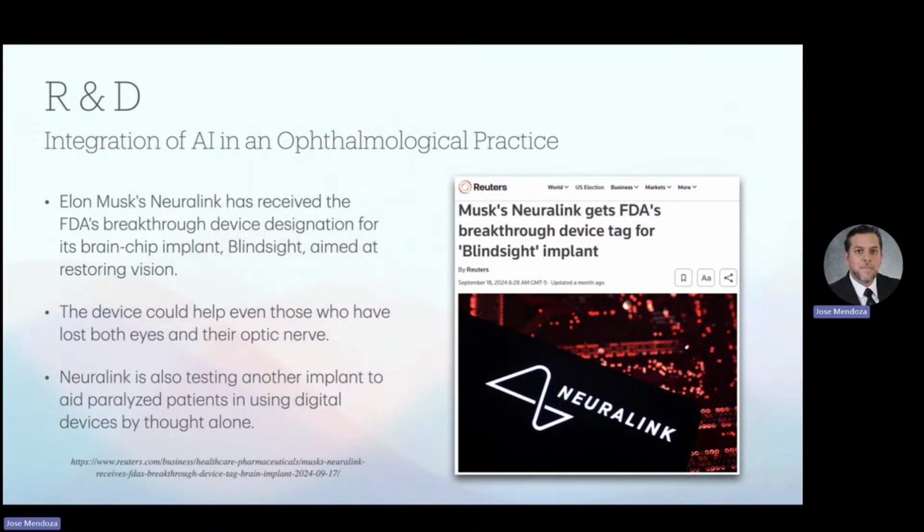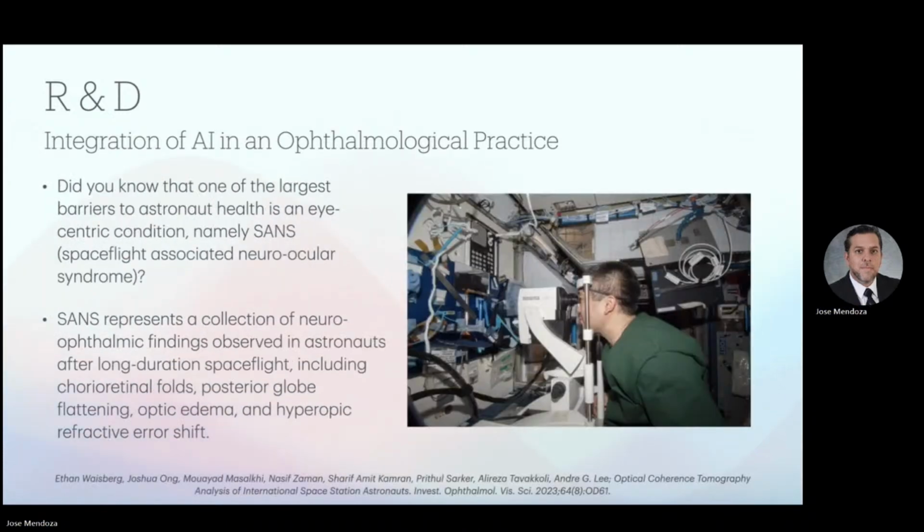And Neuralink is also testing another implant to aid paralyzed patients in using digital devices by thought alone. So a couple of years ago, we thought of this as the future, but this is actually what is happening right now.